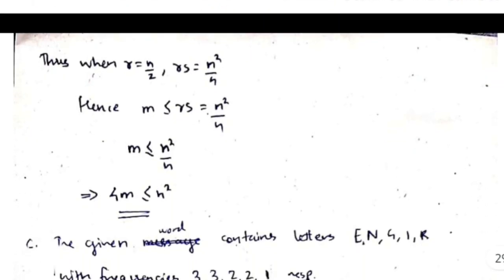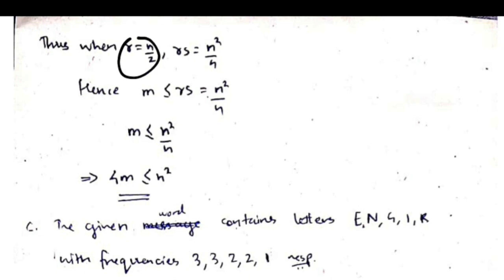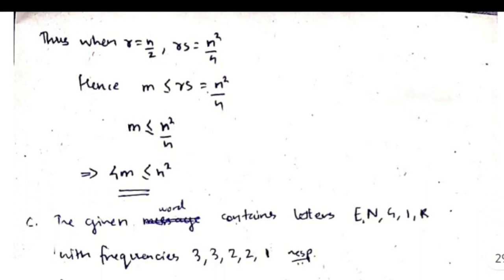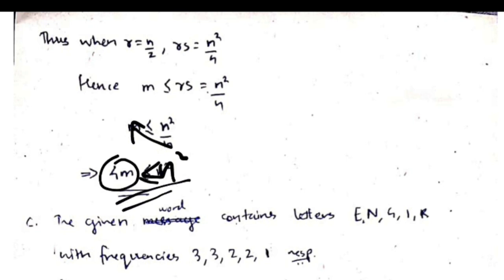Now when R is equal to N by 2, RS is equal to N square by 4. Why? See here, while we substitute the value of R here as N by 2, this term will be cut, so the remaining term will be N by 2 whole square, which is N square by 4. So therefore M is less than or equal to RS, which is equal to N square by 4, and then cross multiplying it, we get 4M is less than or equal to N square, and that's what we needed to prove in this question.